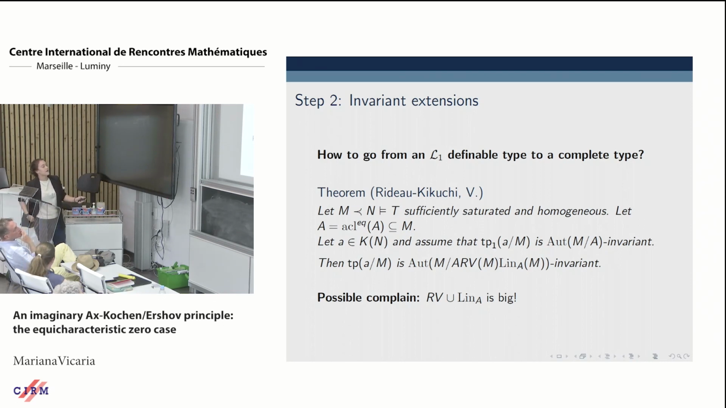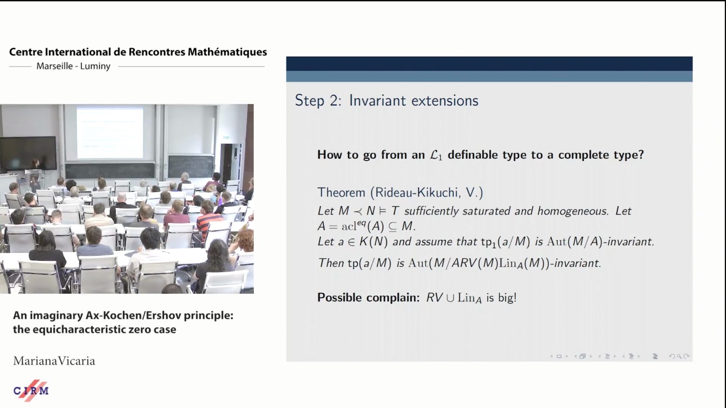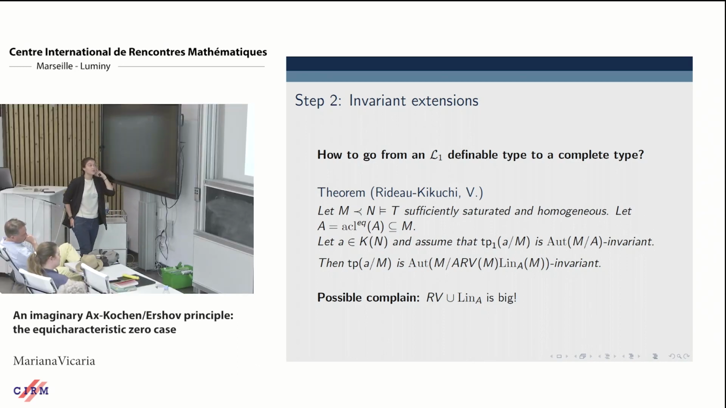Let's say you have M and N models of the theory, N an elementary extension of M, and both sufficiently saturated and homogeneous. You look at an algebraically closed set A contained in M. Now you take an element in the field part, in N. If the type in the reduct in L1 is invariant under the action of the group of automorphisms of M that fix A, then the full type of A over M is going to be invariant, but over a larger set. It is invariant under the action of the group of automorphisms of the entire structure over A, the trace of M over RV, and the trace of M over lin A.